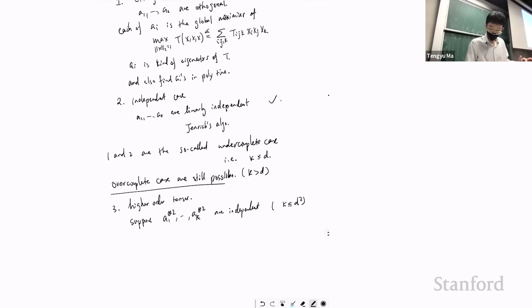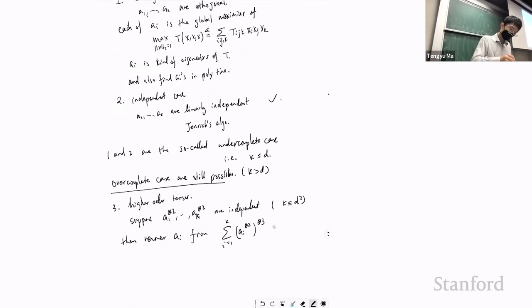Suppose this is true, then you can just replace AI by AI tensor 2. So you can recover AI from the 6th order tensor. You recover it from the sum of AI tensor 2 to the tensor power 3, for I from 1 to K, which is the same as the 6th order tensor. And how do you do it? You just invoke the 3rd order tensor method on AI to the power 2. After you get AI to the power 2, you can get AI by just taking the square root. So this relaxes the restriction on K.